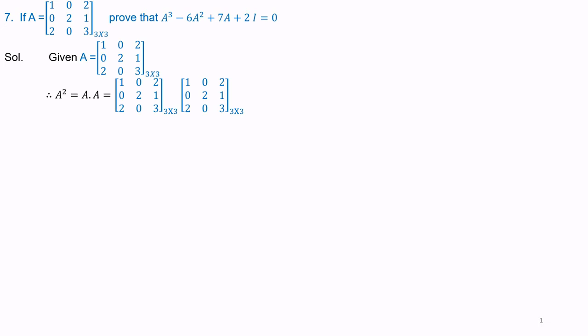A is the given matrix here, and this is A into A. Therefore, A square after multiplication we get [5 0 8; 2 4 5; 8 0 13] by the usual row column multiplication. Then A square we have to multiply with another A. Therefore, A cube is equal to A square into A. Therefore, the previous matrix [5 0 8; 2 4 5; 8 0 13] within square brackets is multiplied by another square matrix [1 0 2; 0 2 1; 2 0 3].